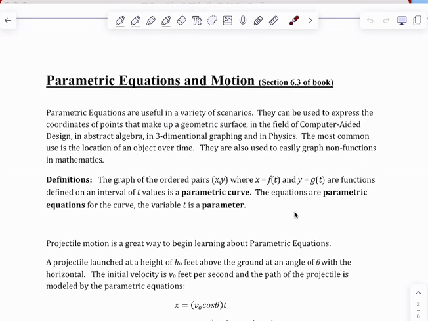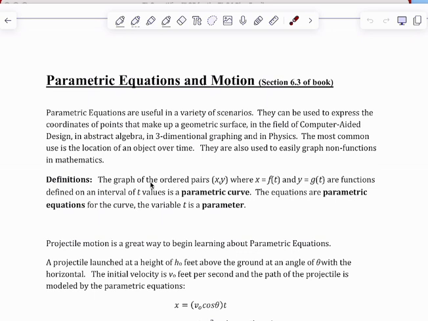Okay, parametric equations in motion in your book is section 6.3. So if you wanted to read the book, you can always do that. I wrote here, parametric equations are useful in a variety of scenarios. They can be used to express the coordinates of points that make up a geometric surface. There's a bunch of stuff about 3 dimensions in physics. The most common use is location of an object over time, and that's what we're going to talk about today. They're also used to easily graph non-functions in mathematics, like circles, things that don't pass the vertical line test.